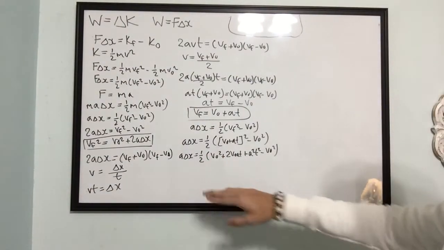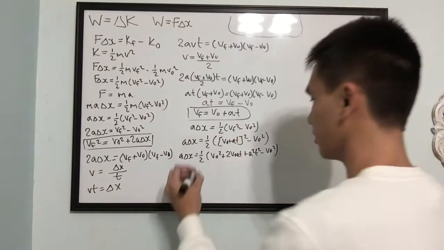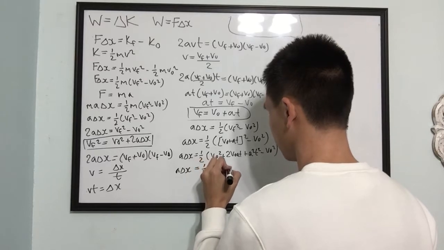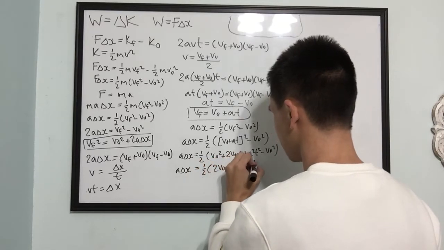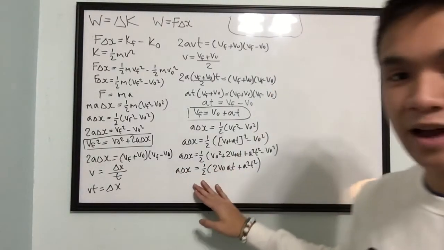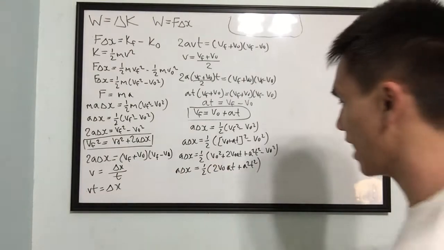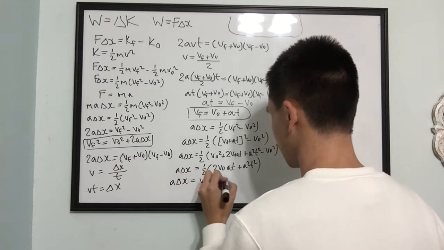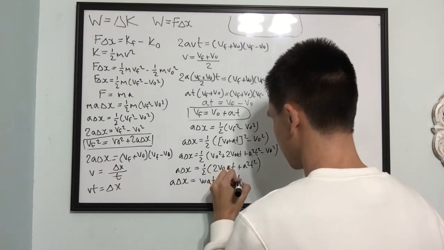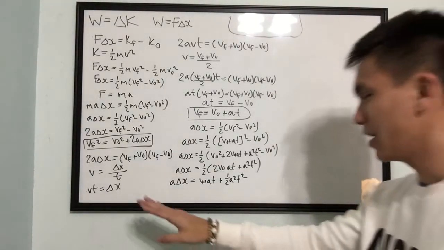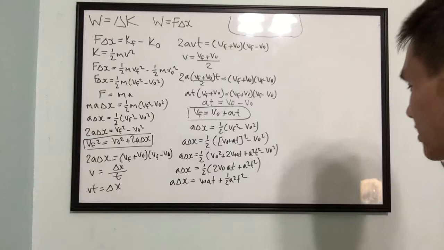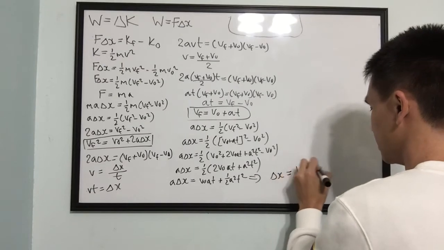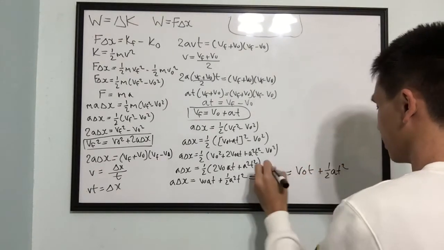And you notice there's a V naught squared here and a minus V naught squared here. So those are going to go away. So 2 V naught AT plus A squared T squared, right? So if you actually carry out this fraction here and multiply everything by 1/2, look at this. V naught AT plus 1/2 A squared T squared. Last but not least, if you divide everything by A to get this delta X by itself, you are going to get delta X is equal to V naught T plus 1/2 AT squared.